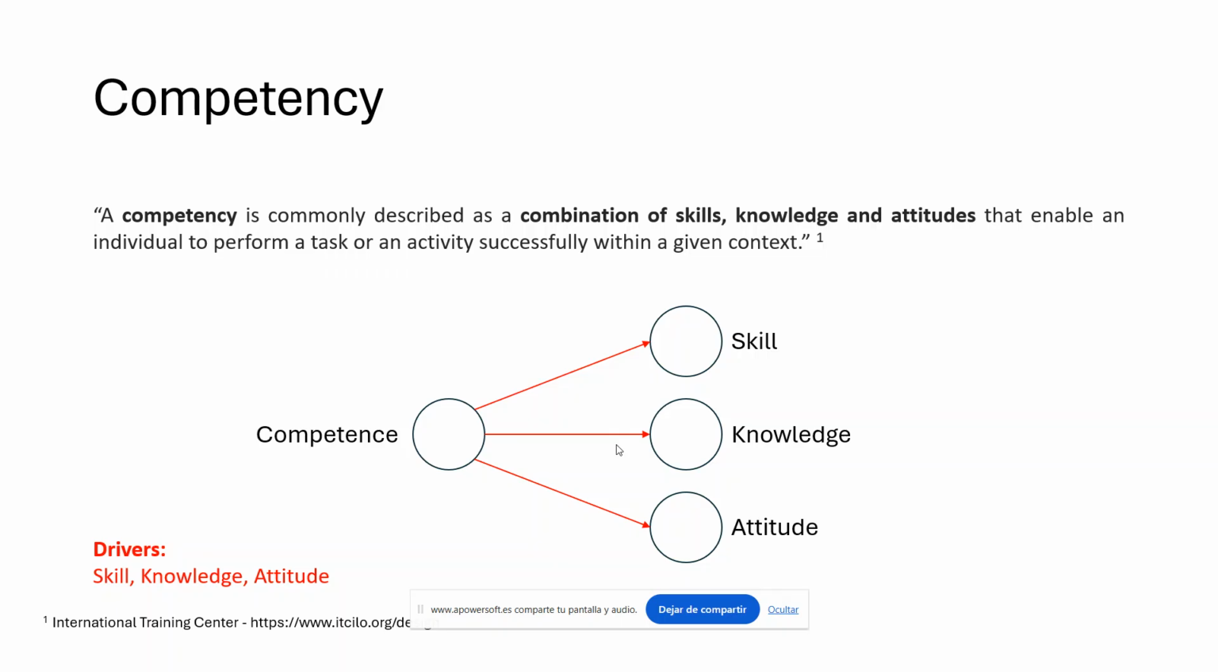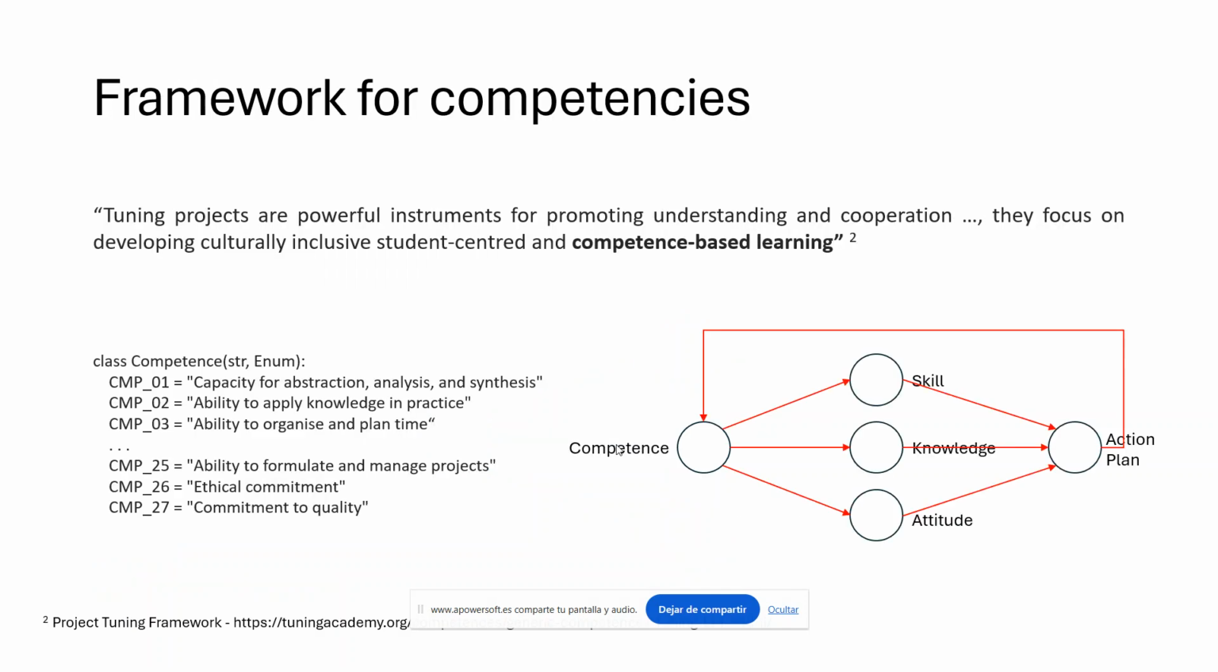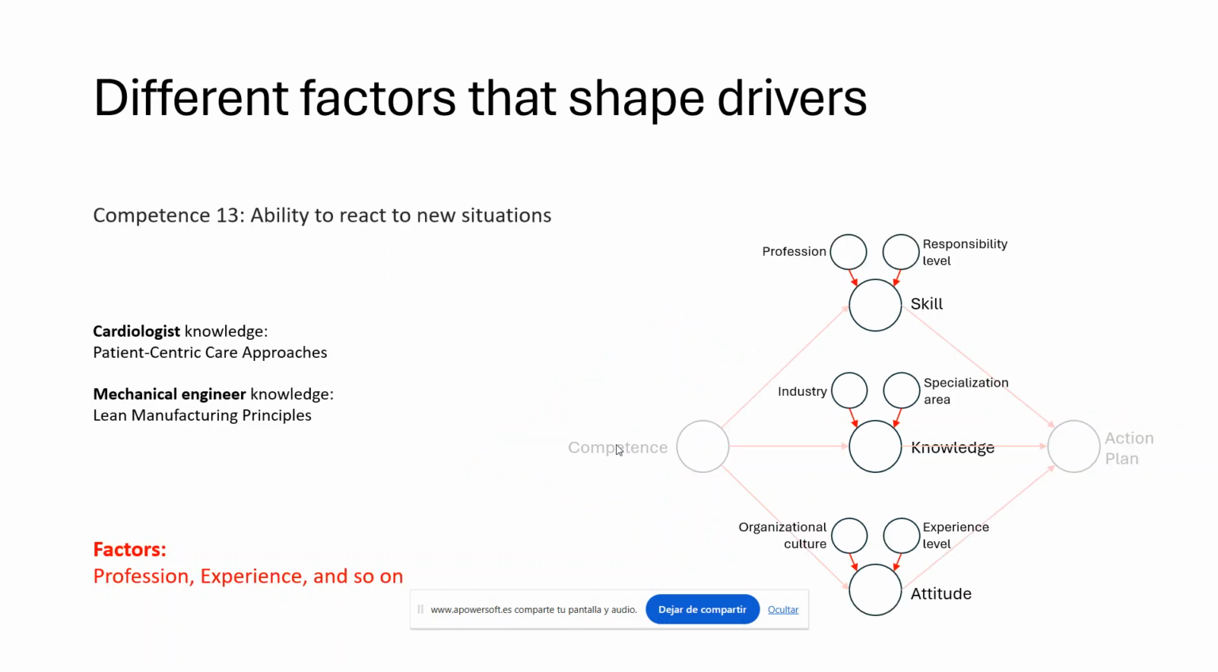We start with competencies. A competency is described as a combination of skills, knowledge, and attitude, and I named those as drivers. Then I've used a framework called the Project Tuning framework that has 27 different competencies that are across every professional. Then these competencies, as you can see in the right part of the slide, lead to skills, knowledge, and attitudes, and then to action plans. Because if you have an action plan, you can do something to develop your competency.